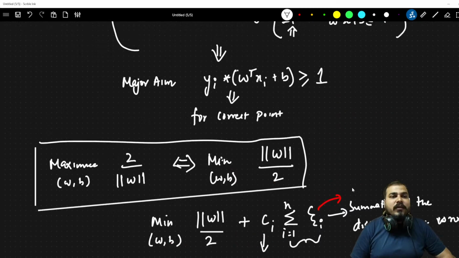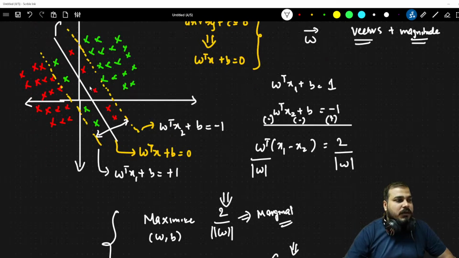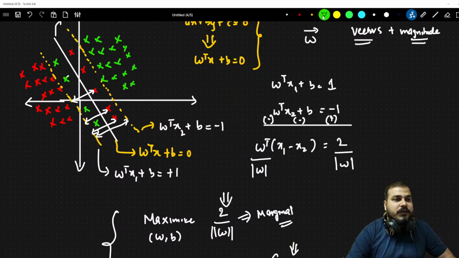And how do we calculate the distance? From here to here, suppose this is a wrong point, I will try to calculate the distance from here to here. I will do the summation of this, and of this. Similarly, for the green point, another summation will happen from here to here, like this, and we are going to do that specific summation.